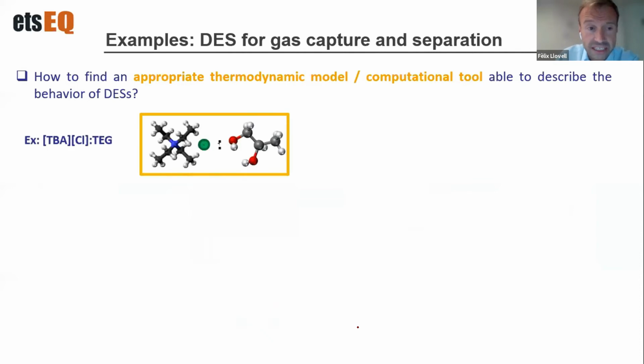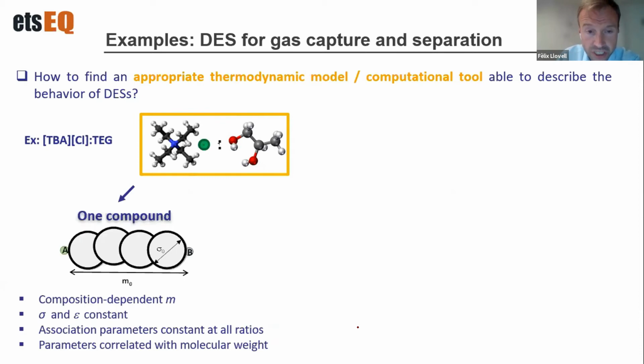Here we take an example of a simpler one. Tetraalkylammonium salts are easier to model than choline chloride. Here we have tetraalkylammonium chloride with triethylene glycol. So the question is, should we model this as one compound? If we model the mixture as one compound, we will have an easy model, but we will have an M that will depend on the composition.